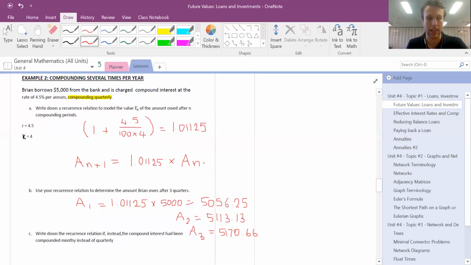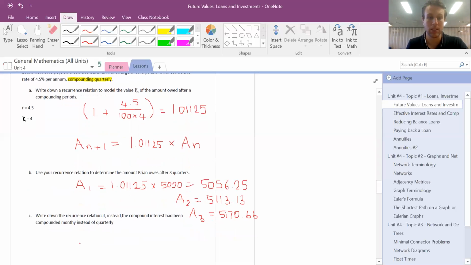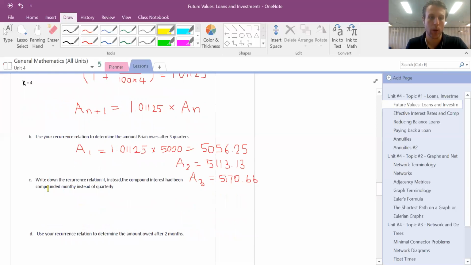But that's exactly the kicker. This company must have now decided we're not going to compound quarterly anymore. We're going to compound monthly instead. So now he's going to owe it back at a quicker rate. And what we're going to look at is after 2 months, how much money is he going to owe back? And we're hopefully going to see that it might not be the same as the 5,056.25, but it's going to get there quicker. It's going to get closer to it.